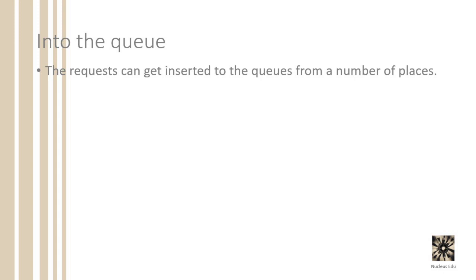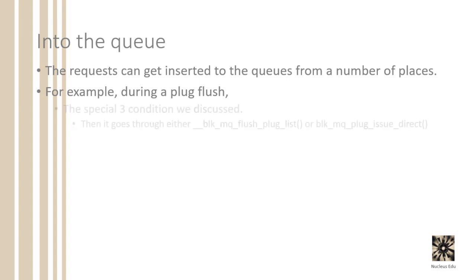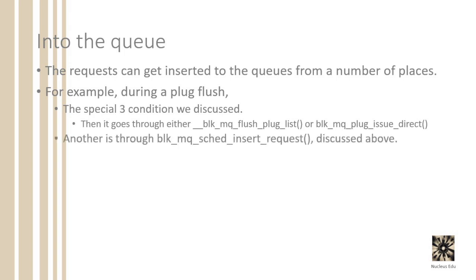We're going to reiterate a little bit again just to make sure we know where we are standing. So the request gets inserted in the software queues from a number of places, right? So either during a plug flush, and when the three conditions were discussed, then it goes through the above layer and directly gets issued. But if they are false, then it goes to the block mq sched request discussed in the previous slide and gets into the software queue.